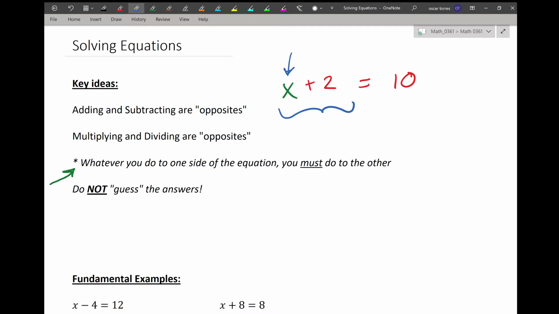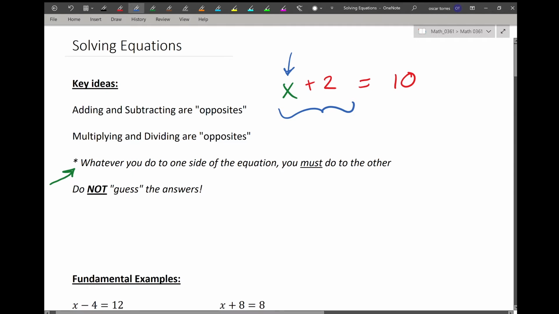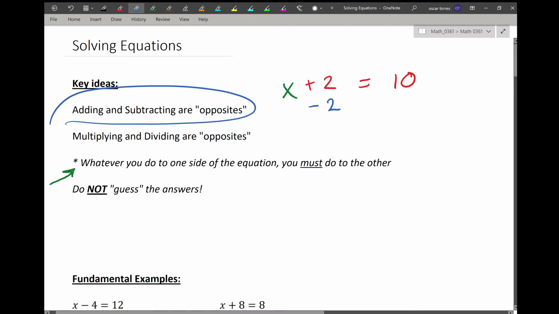So if x is being added to 2 and we want to get the x by itself, we simply need to do the opposite of adding 2. The opposite of addition is subtraction, so we're actually going to subtract 2 from the left side. I'm going to write this right below the 2. Instead of adding 2, I'm going to write a minus 2. Now, because I did this to the left-hand side of the equation, I need to do the exact same thing to the right-hand side, and I end up getting this expression of 10 minus 2.